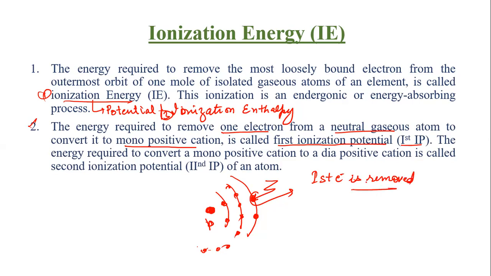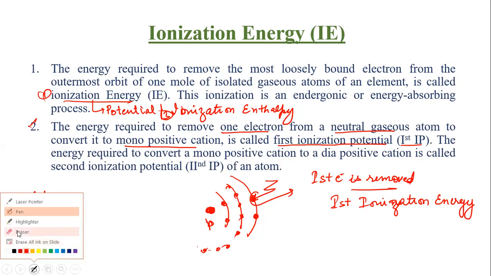Now the energy which I supplied is known as first ionization energy. Okay. Now this electron has been removed. Suppose this is a metal M, clear? Now this metal M loses one.